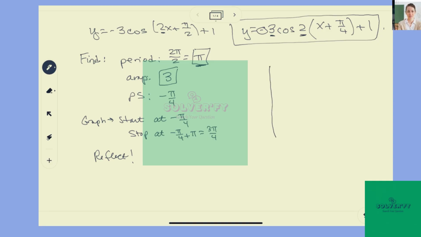Okay, so let's get set up. I'm starting at negative pi over 4. I'm stopping at 3 pi over 4. Halfway between those 2 points, let's say negative 1/4 and 3/4 is 2/4 times a half is going to give me pi over 2, right?